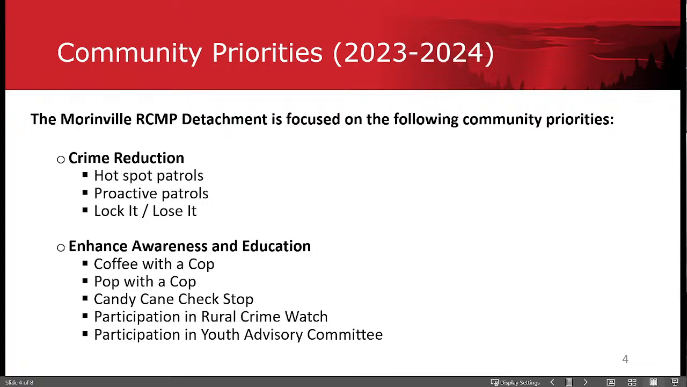So the community priorities for 2023 to 24, Morinville Detachment is focused on the following. OSPOT patrols: the numbers from October to December have accumulated up to 721 completed proactive patrols, and the Lock It or Lose It program.